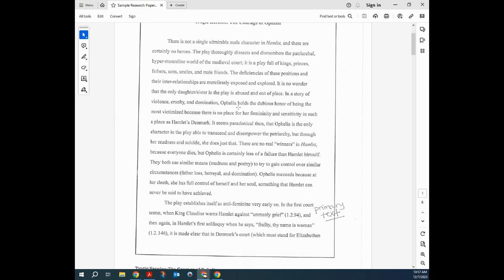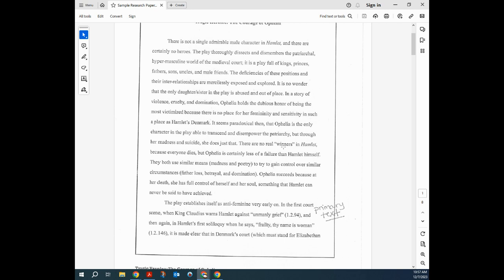When I read this essay, I'm expecting this student to explore, not to summarize what happens in the play, because I don't need a summary of the play. What I need this student to do is explain to me how Ophelia's suicide and her madness break down patriarchal norms that exist. That's all this essay should entail. It should not be a summary of what happens throughout the play.